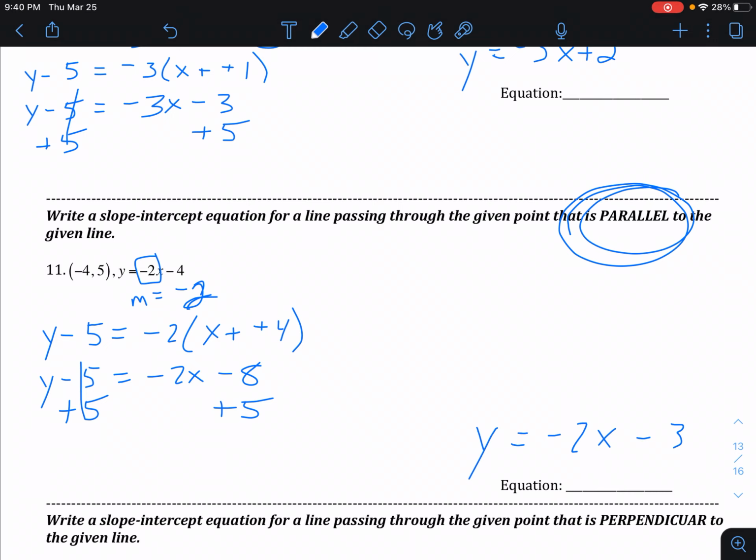Again, I do want to repeat myself that it is not asking us to write a function. It is just saying an equation. That's why I'm doing it y equals. If it asks for a function f or g or h, make sure you put it in function notation where you would say, for example, f of x equals.